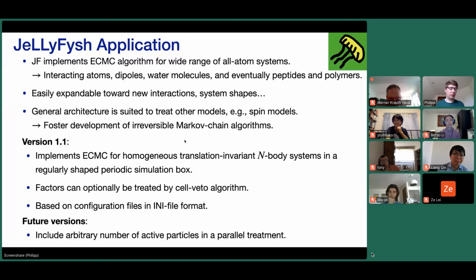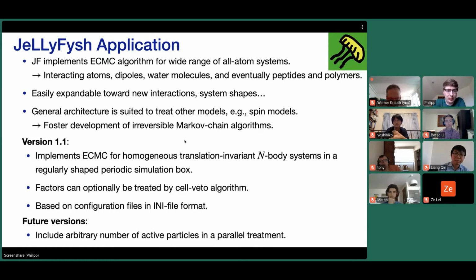And by this, we hope that it will at some point foster the development of irreversible Markov-chain algorithms, so that not everybody goes home and writes his own code, but that you have a central place where ECMC is used.